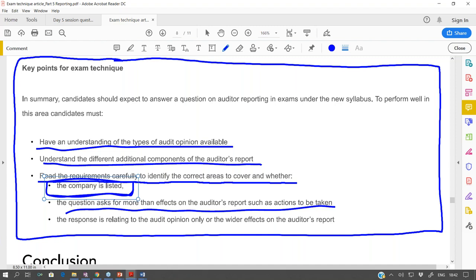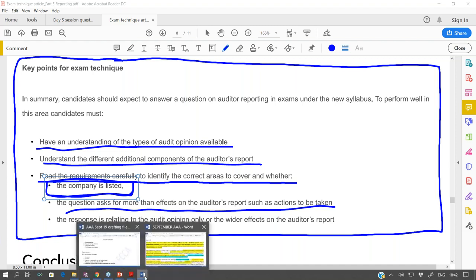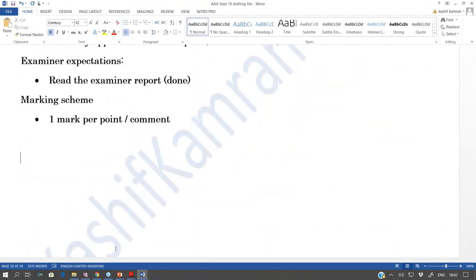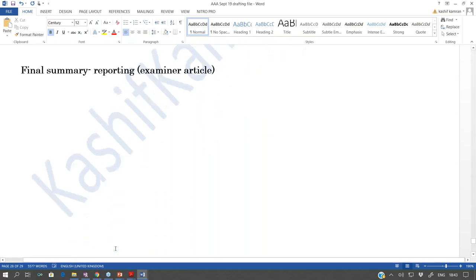So let's recap what exactly the examiner is expecting from us before we start on with the exam paper. And I need your concentration now. Try to concentrate here. The final summary for reporting coming from the examiner article: a structured approach.